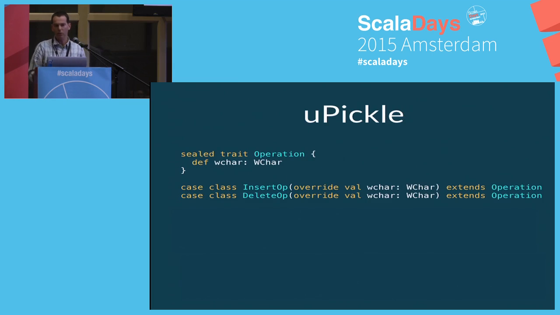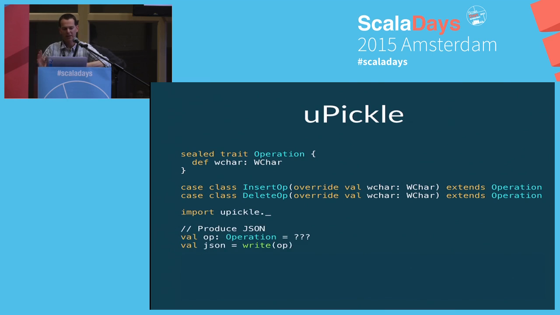And I'm using one of these new libraries called micropickle. And I should come clean first and say we don't actually send a wchar raw around the network. We actually wrap it in an operation, which just signals whether it's an insert or a delete. So we send an operation around the network. And micropickle has a very simple interface. If you have an operation from somewhere, you just write it, and that gives you back a string representation of that JSON. And when you get some JSON across the network, you try and read it back into the type that you think it should be, and then make use of it.